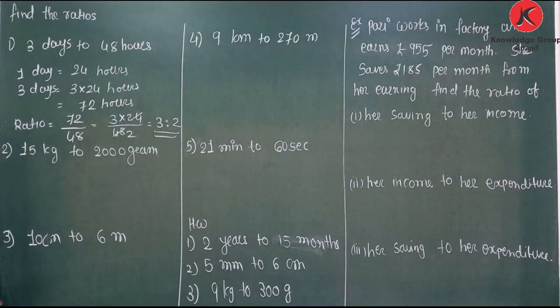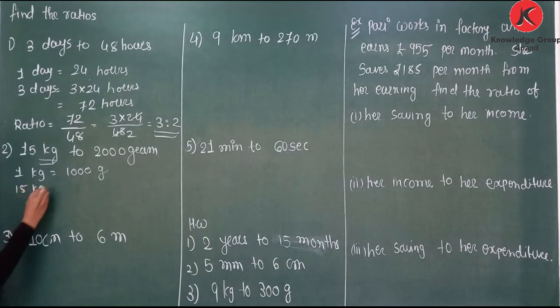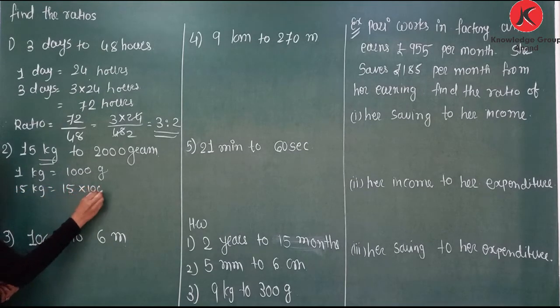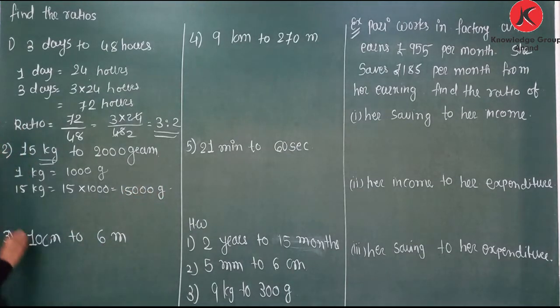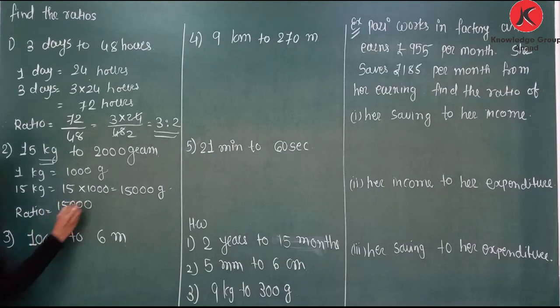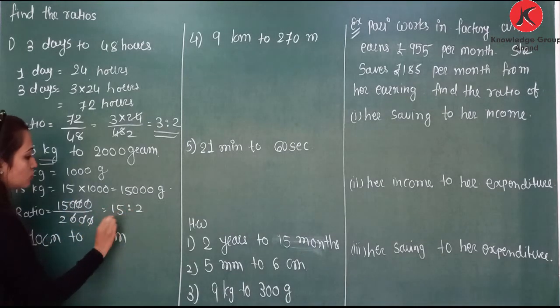Next one, 15 kg to 2000 gram. So convert kg to gram. I already explained it is better to convert the larger unit to the smaller. So 1 kg is equal to 1000 gram. So 15 kg is equal to 15 multiplied by 1000, that is 15,000 gram. So the ratio is 15,000 divided by 2,000, that is 15 divided by 2. So that is 15 is to 2.